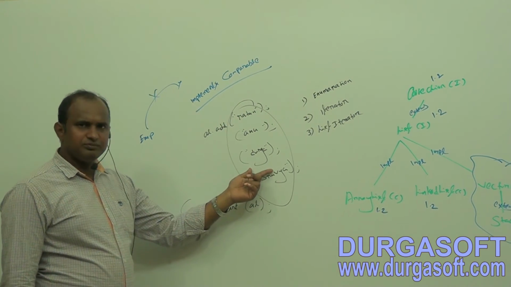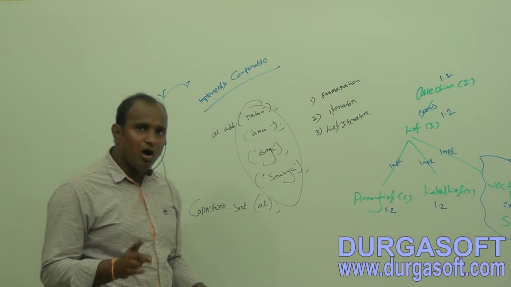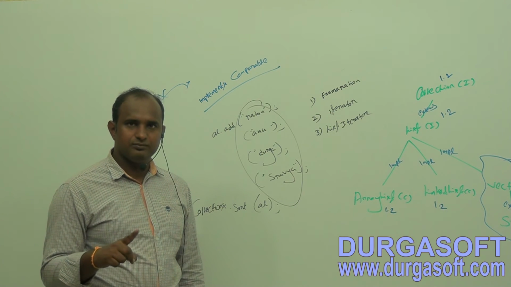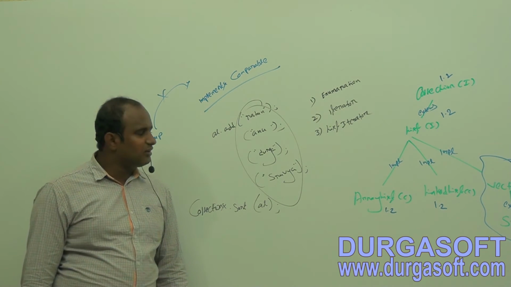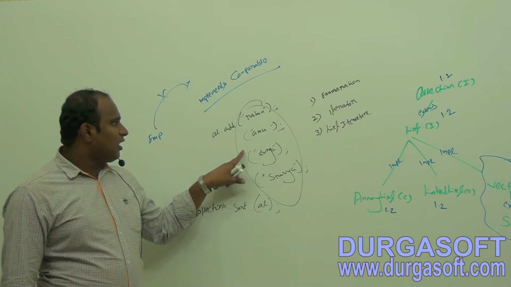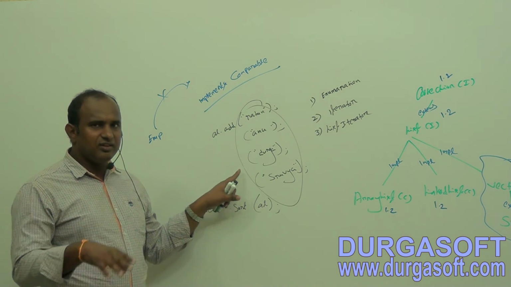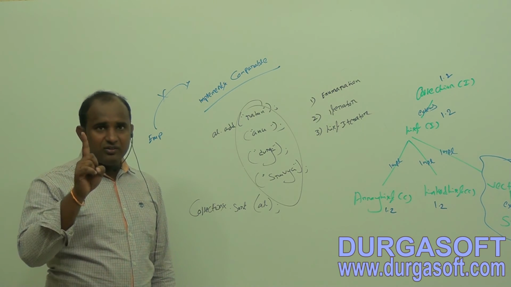String class and all wrapper classes implement the comparable interface. All wrapper classes means what? Integer class, float class, boolean class, double class. String class and all wrapper classes are internally implementing which interface? Comparable interface. That is the reason Collections.sort is directly applicable. Directly Collections.sort is applicable.